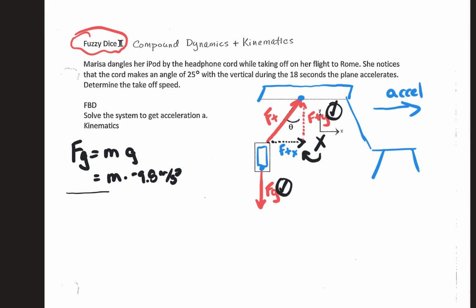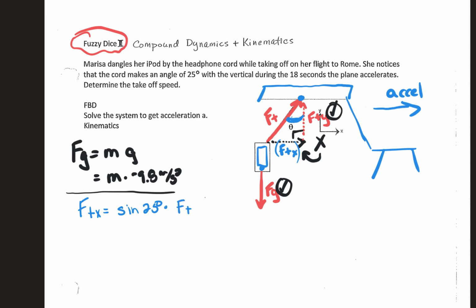And what else do we know? Well, if I were to look inside this right triangle up here, the FTX, that's in blue, is where in the triangle? Now, you might say, well, it's adjacent, but it's not, because in this picture, the angle of the cord relative to the seat back is known up here, the upper corner. So FTX is now opposite that angle. So we would use sine of 25 degrees multiplied by the force of tension.